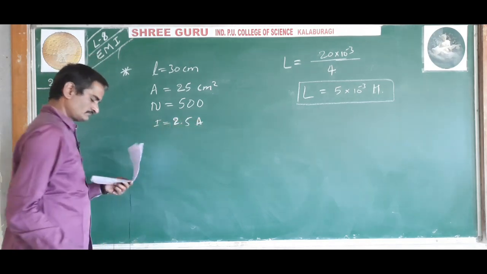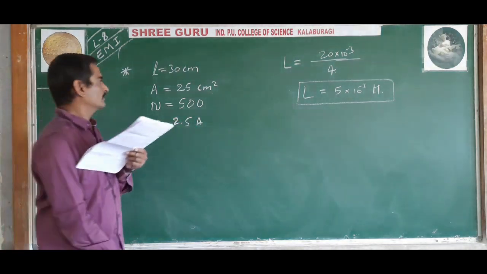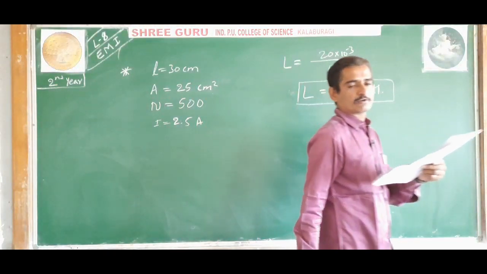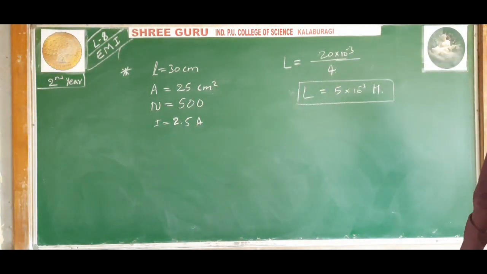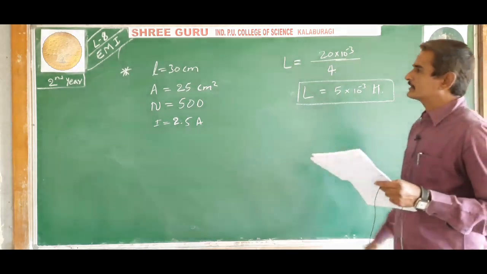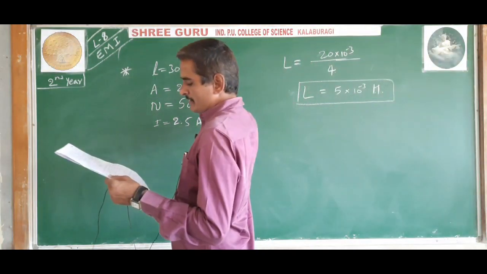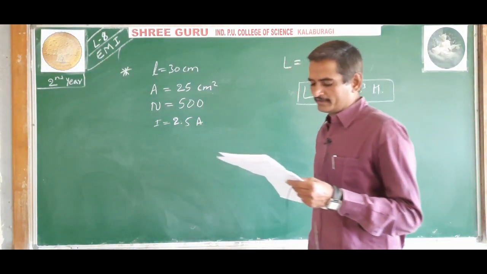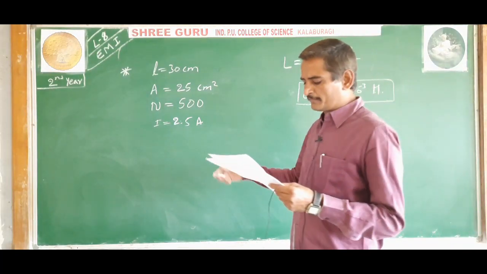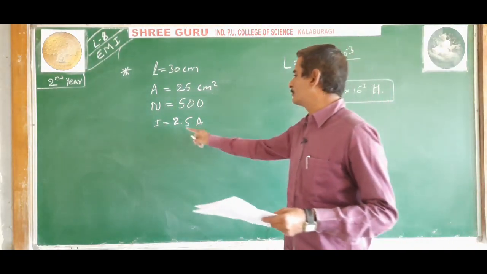Okay. Once again I will read the question. An air-cored solenoid with length 30 centimeter, area of cross section 25 square centimeter, and a number of turns 500, carries a current of 2.5 ampere.